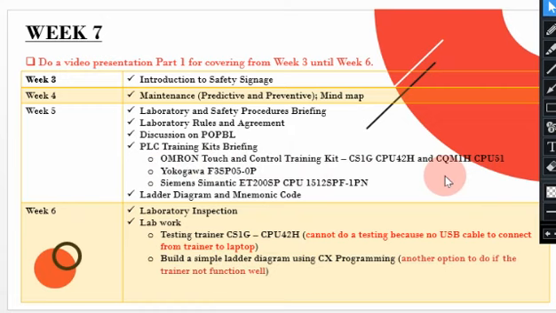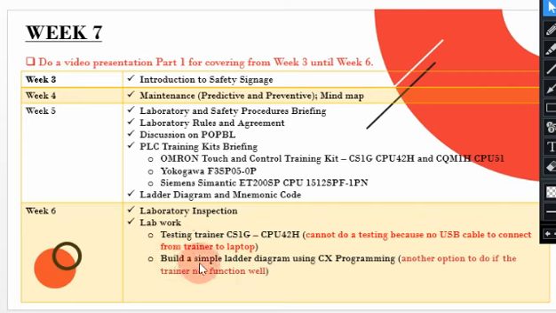And then our lecturer gave practice to understand the ladder diagram and the mnemonic code. So in week 6, we do a laboratory inspection, lab work.